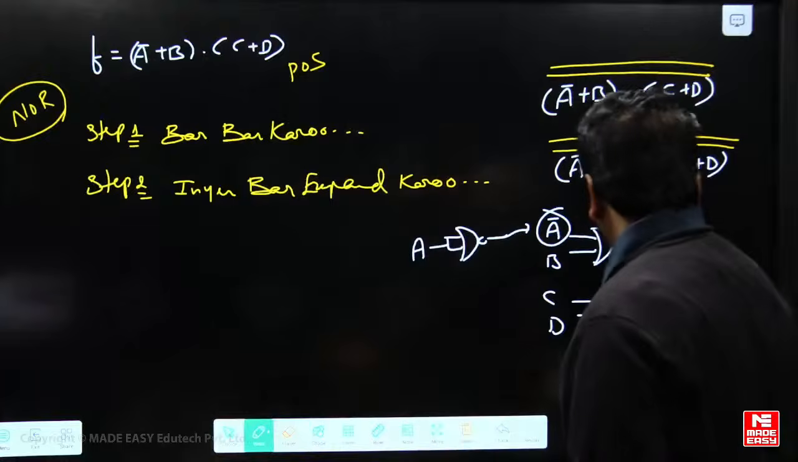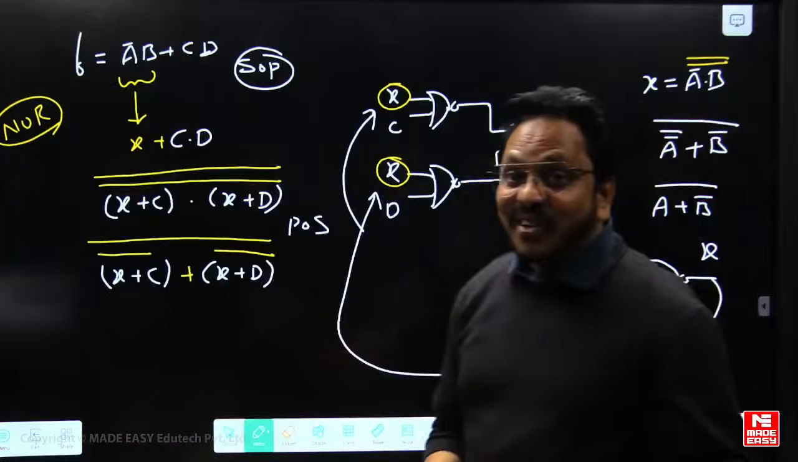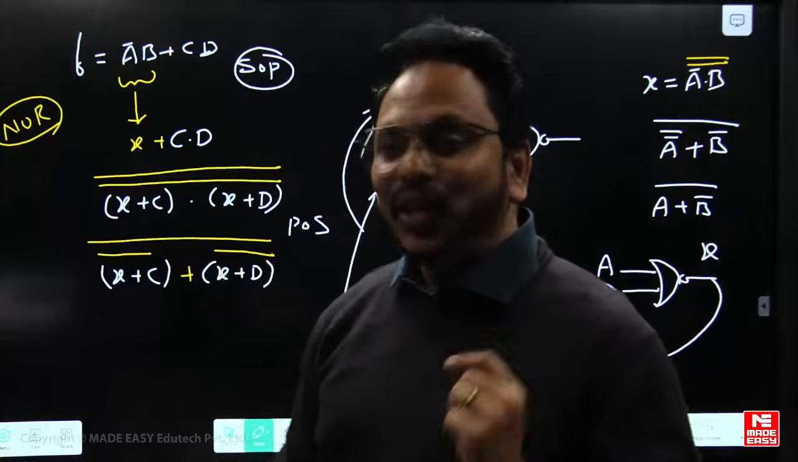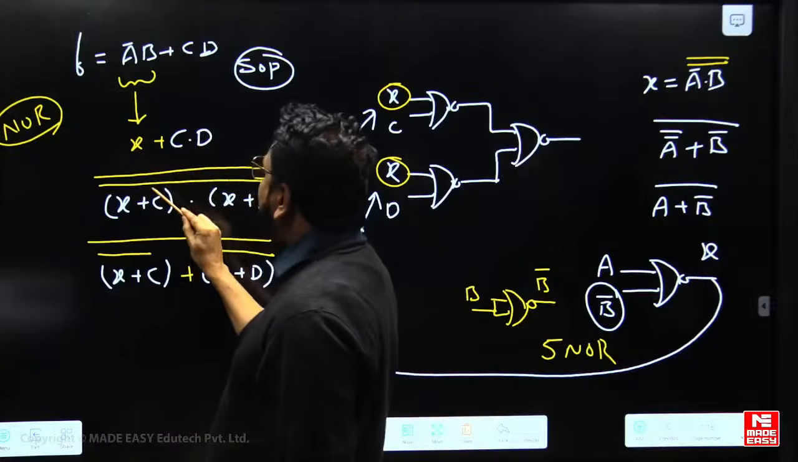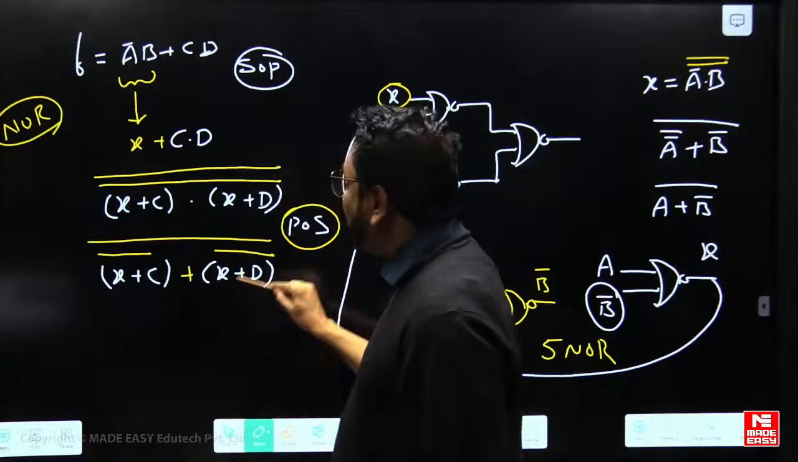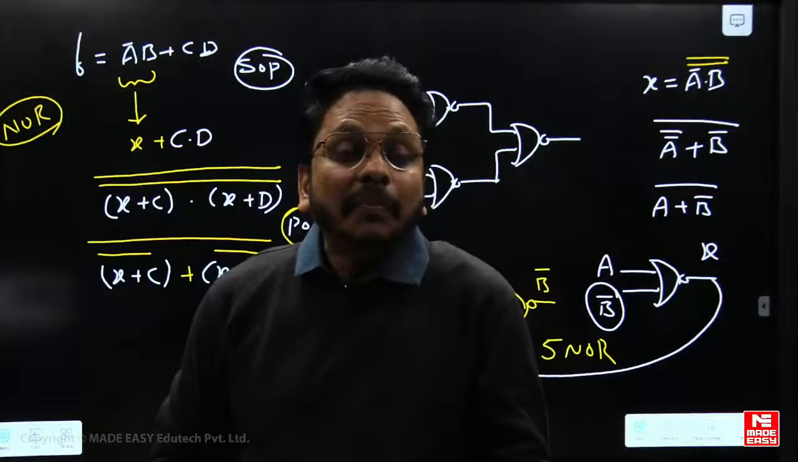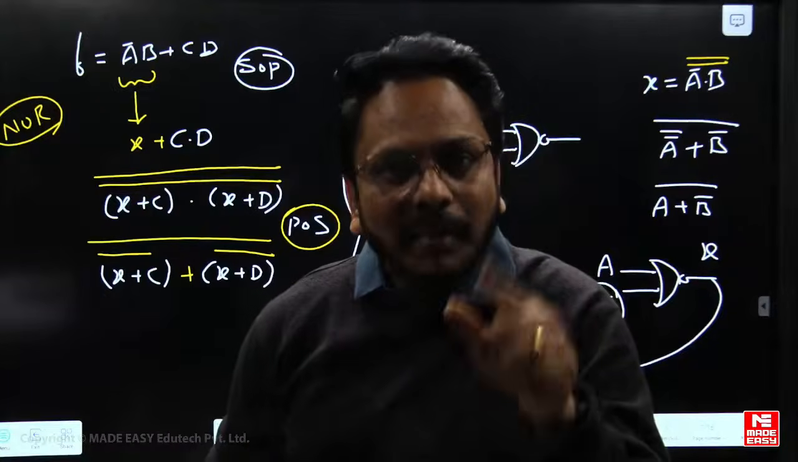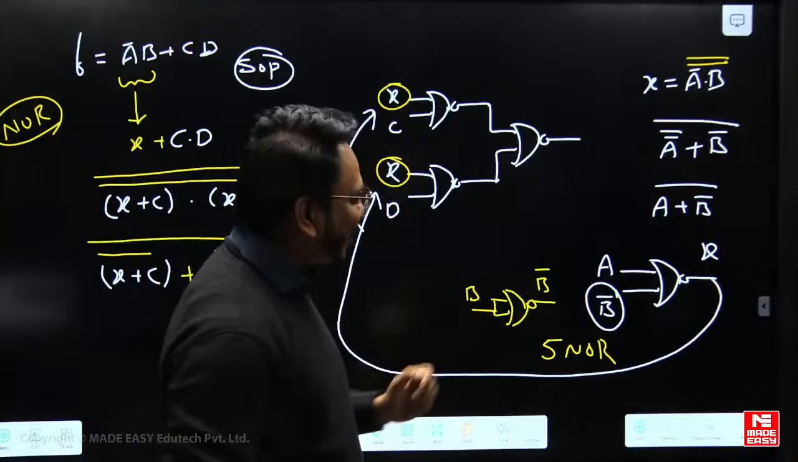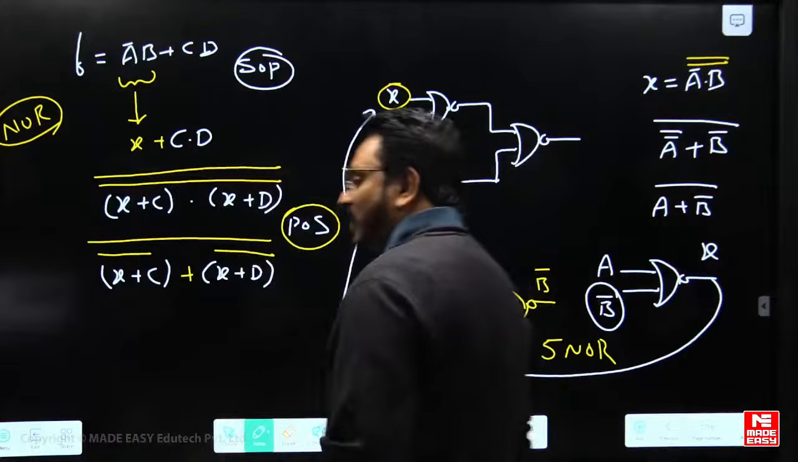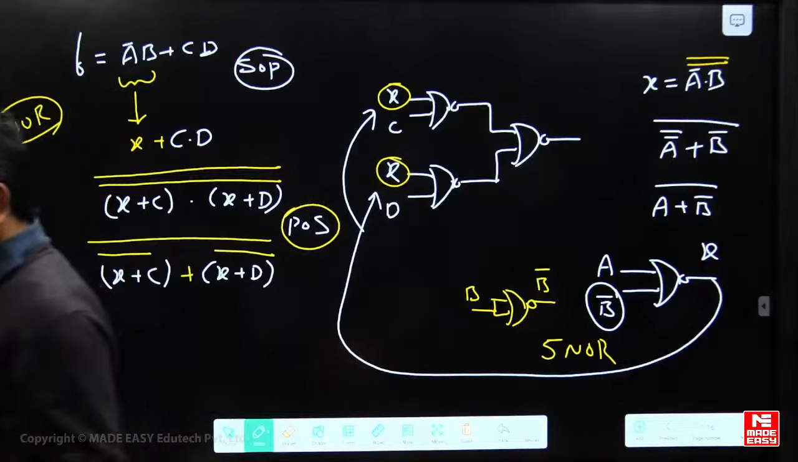Okay. But if it is the SOP form, it is not NOR friendly, my dear. That's why you take one of the terms as the variable and make it like this, the way it is in the POS form. Then again you implement the same thing: bar bar karo, inner bar expand karo. Then you'll get it easily. Got it? So that is the way. So I hope you followed these things, isn't it?